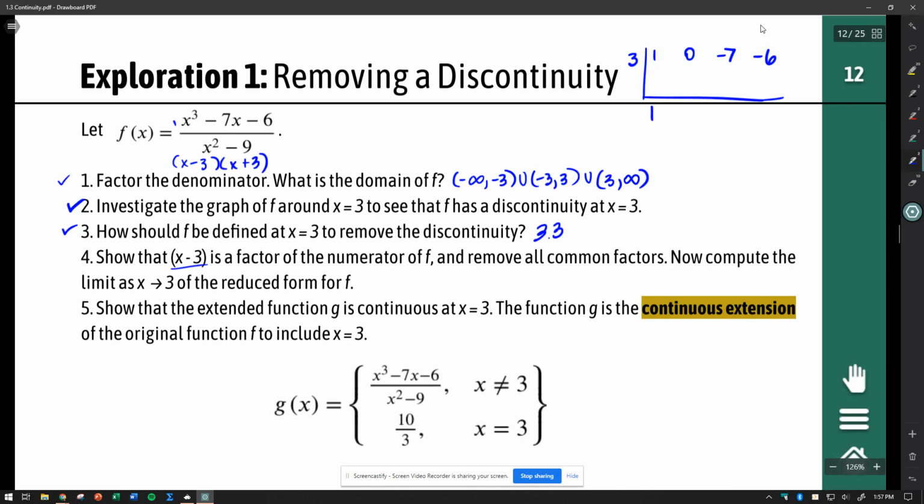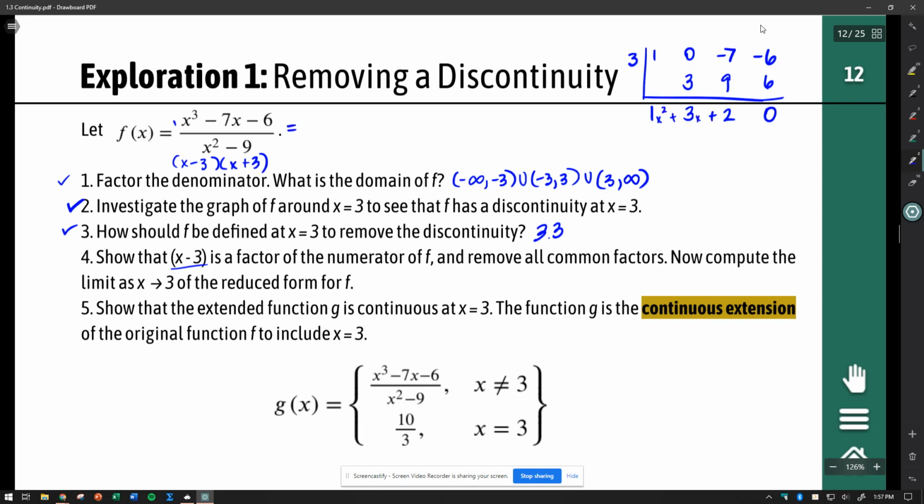So by synthetic division, we drop the 1. 3 times 1 is 3. 0 and 3 make 3. 3 times 3 is 9. Negative 7 and 9 make 2. 3 times 2 is 6. And we have a remainder 0. So that means this is 1x squared plus 3x plus 2.